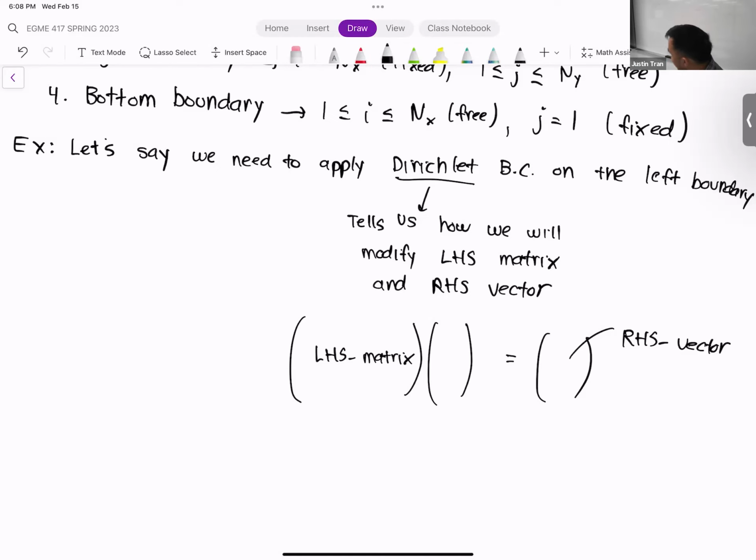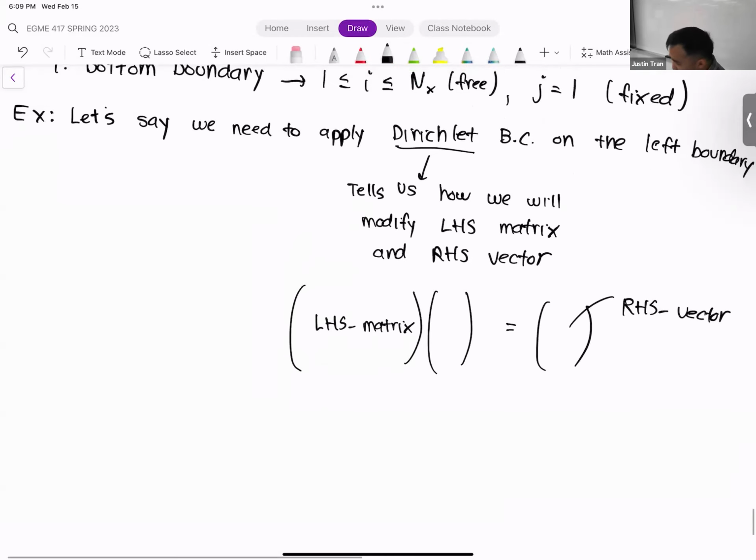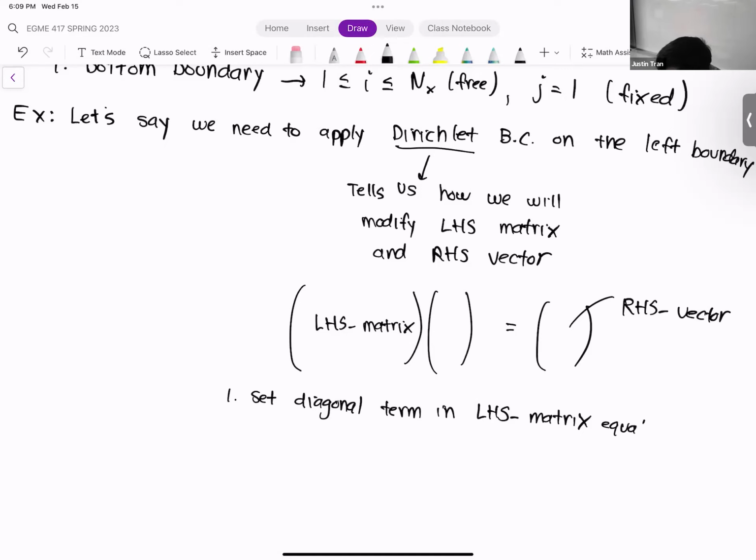For the Dirichlet boundary condition, it's very simple. If you remember from our 1D case, we basically did two things. The first thing that we did was that we set the diagonal term in the left-hand side matrix equal to 1. And then for the right-hand side vector, for this particular row, we set the value there equal to whatever the Dirichlet boundary condition is.